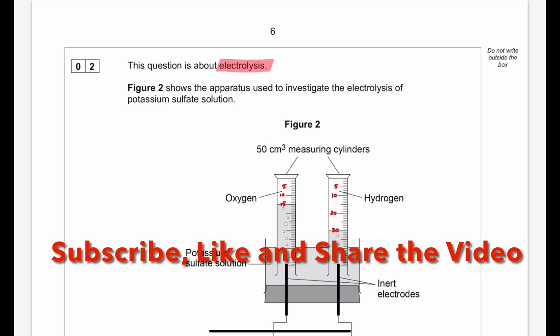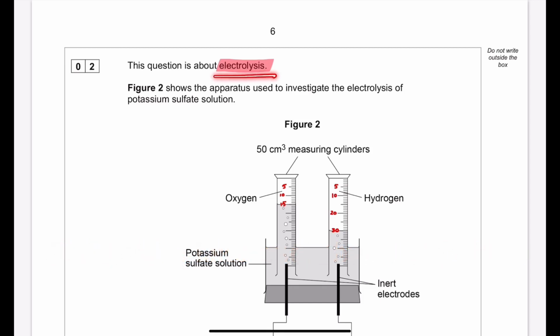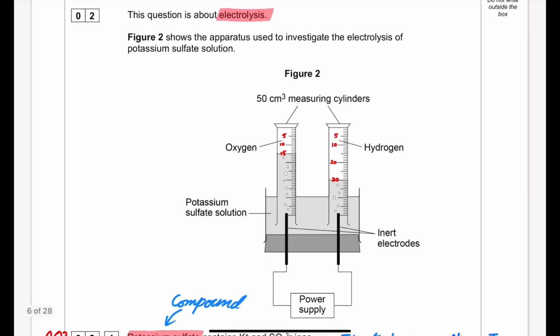Question number 2. This question is about electrolysis. Figure number 2 shows the apparatus used to investigate the electrolysis of potassium sulfate solution. We have a power supply here. The inert electrodes are here. As a result of the electrolysis, we can see that gases are formed here, oxygen gas and hydrogen gas.